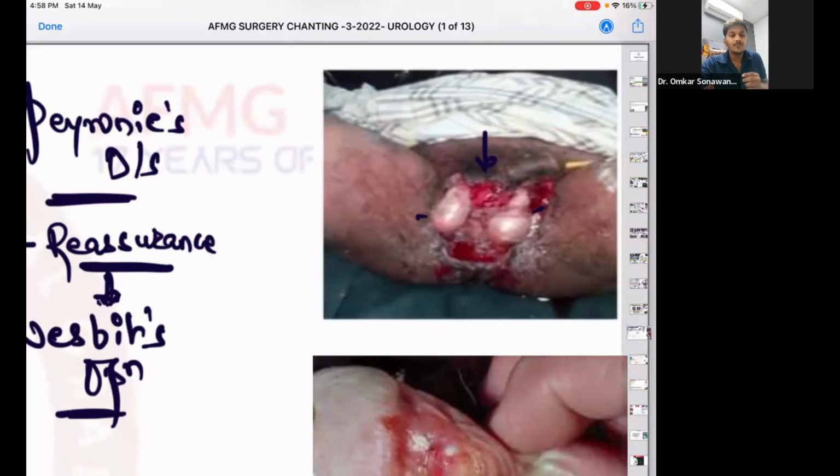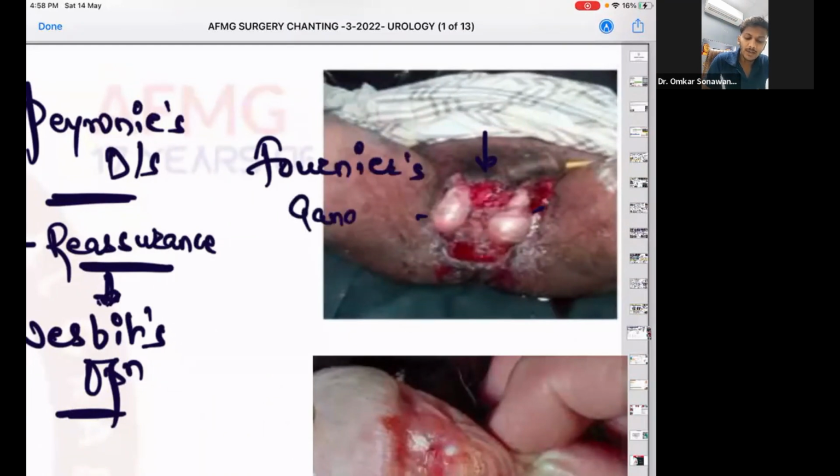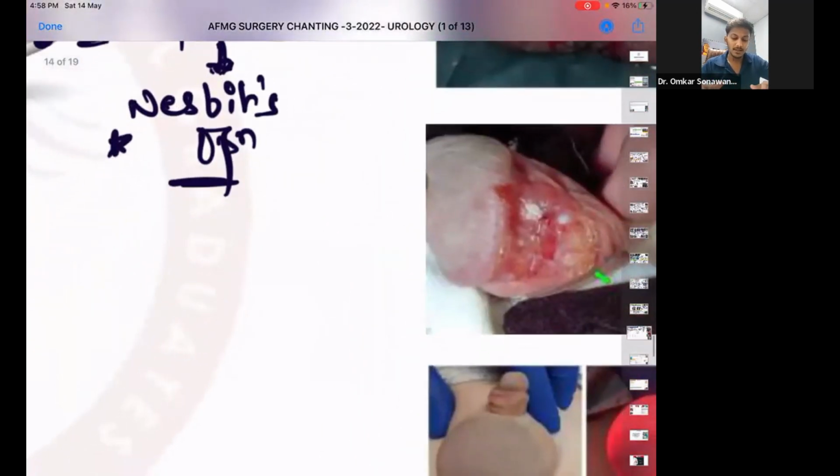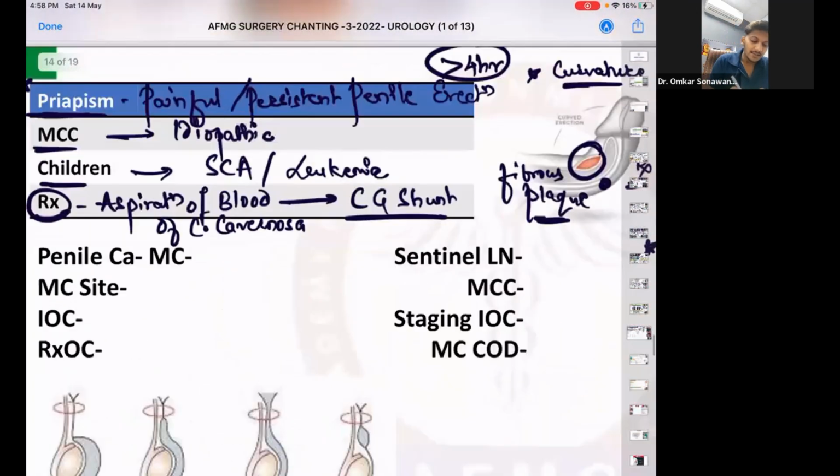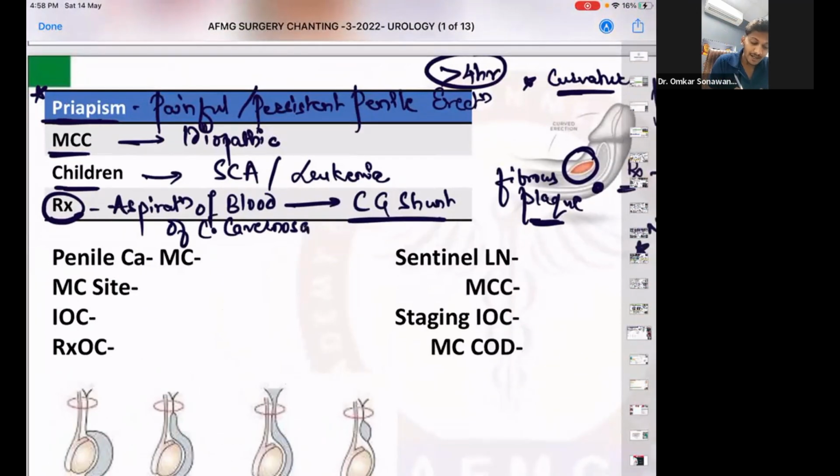What is this? This condition is actually called Fournier's gangrene. So this one image, please remember, is Fournier's gangrene. Infection or ischemia of the perineum over a long duration can lead to Fournier's gangrene. Please remember this.